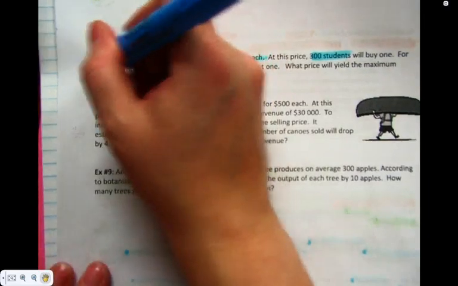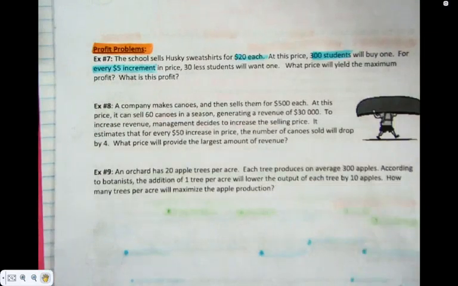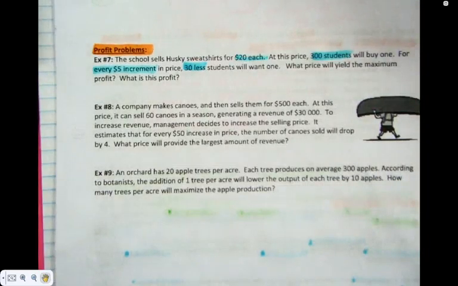Now, for every $5 increment, 30 fewer people are going to buy it. And what we want to know is what price will give us the most amount of profit, and what is the profit. So this is a typical economics question.